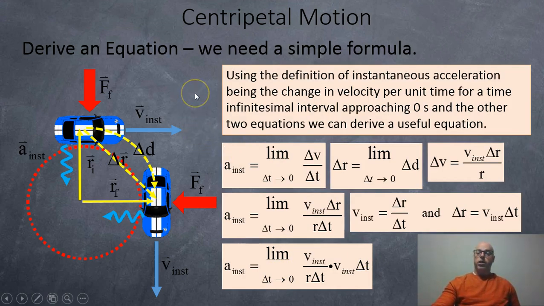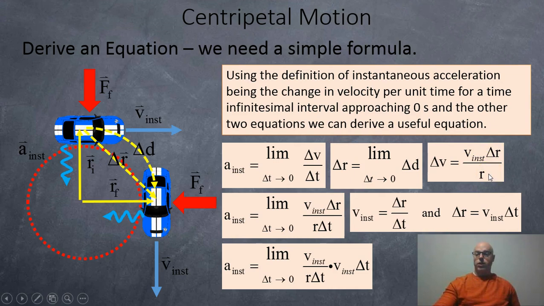So now, using the definition of instantaneous acceleration, being the change in velocity per unit time, for a time of almost no time at all, 0 seconds, then the two equations can be used to derive the useful equation. So here we have the instantaneous acceleration as the limit as the time interval approaches 0. And we also know that the displacement is equal to the distance once the limit approaches 0 as well. And we've already figured out that the change in velocity is equal to the instantaneous velocity times the displacement divided by the radius.